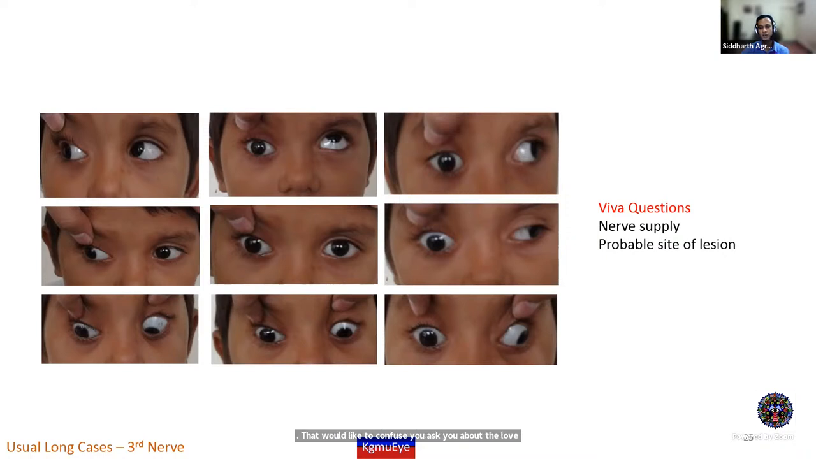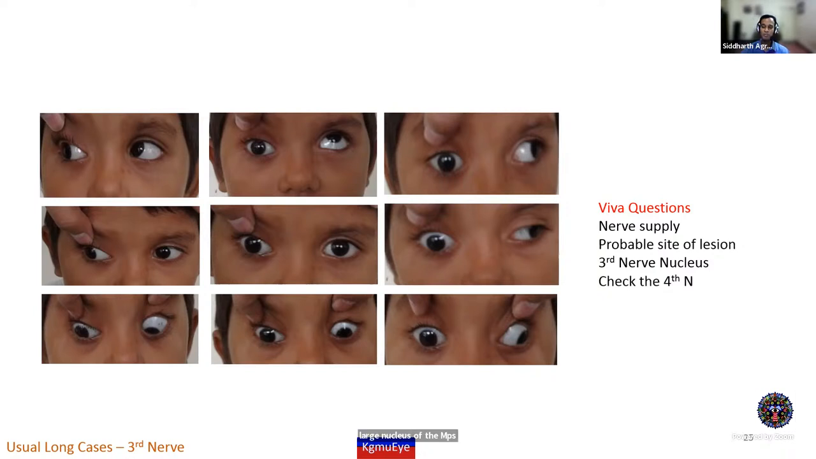The probable site of lesions, depending on the involvement of the pupil or involvement of the specific muscles which have been involved by the palsy. You will be asked about the third nerve nucleus. Have the picture of the third nerve nucleus in your mind as you go for the viva. The bilateral representation of the superior rectus and the single large nucleus of the LPS.